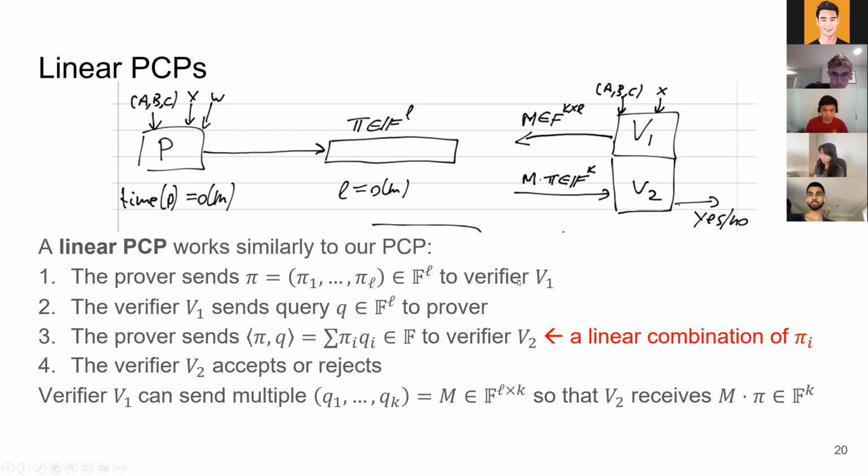And so in the diagram above, you can see that the proving system still takes as input everything as before, but it produces the proof, where the first verifier will query an M matrix of queries, and will get back M dot product pi, where pi is the proof, as the answer from the prover. And then the second verifier will output yes or no. So this is just another way of going about the probabilistically checkable proof that is slightly more sophisticated.